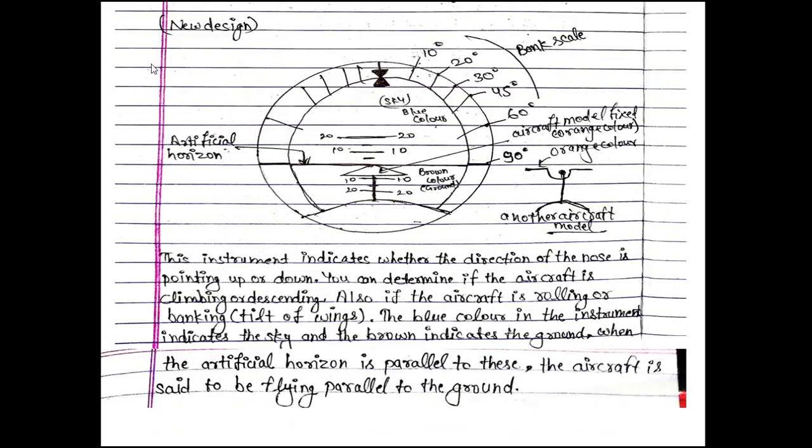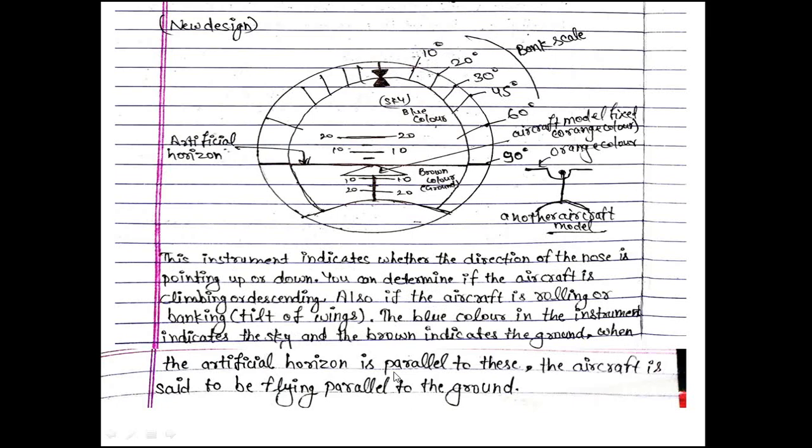This is the new design, the artificial horizon line. This is the artificial horizon line. This is the aircraft model. This is another aircraft model, which is in orange color or yellow color. In color images, I will show you the color image also. And this is the rate, and this is the banking scale: 10 degree, 20 degree, 30 degree, 45 degree, 60 degree, and 90 degree.